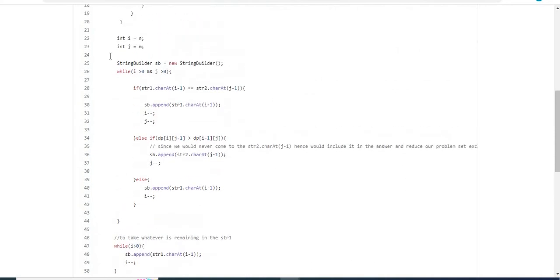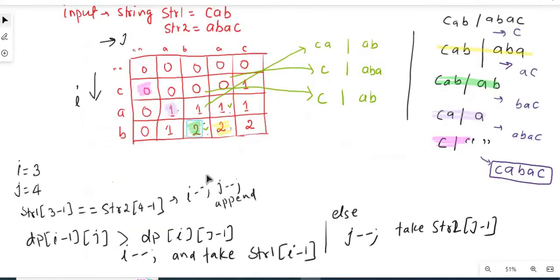So we put in the while loop, we check i is greater than or equal to 0, unless i or j becomes equal to 0 or less than 0. So unless we do it, we check whether this b and this c are equal or not. We have the entire string here and we have the entire string here. So CAB on the left side and ABAC on the right side.